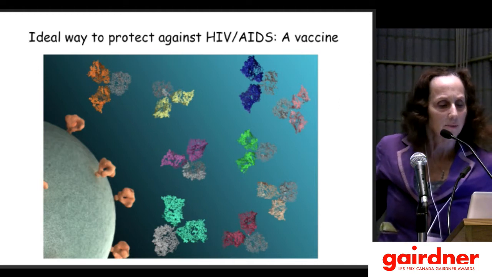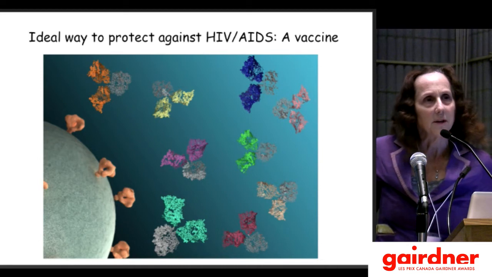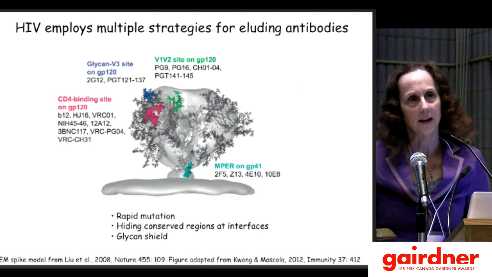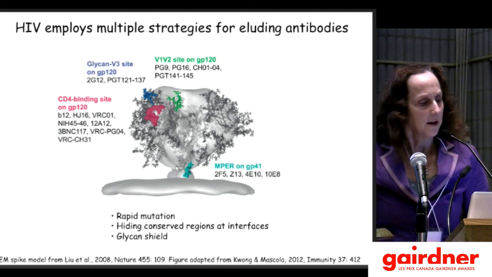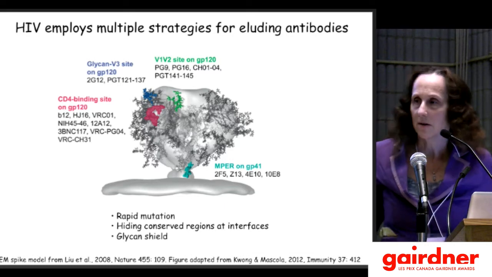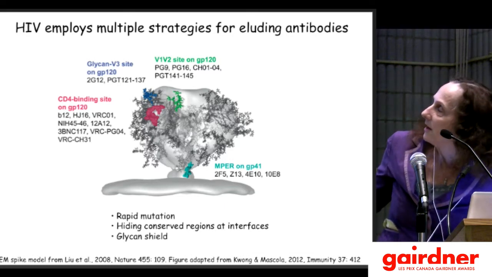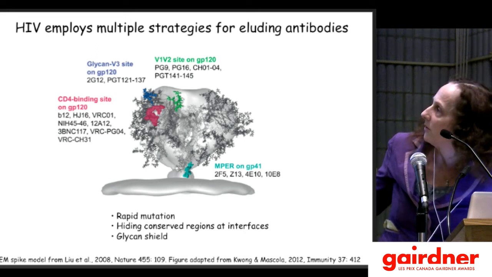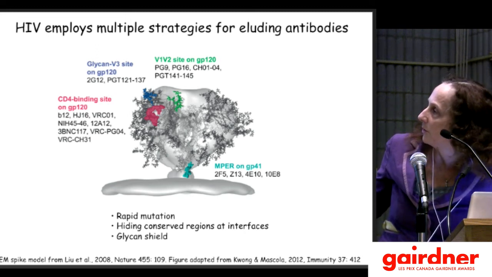And there are a variety of reasons for this. One of them is that HIV has evolved a lot of ways of evading antibodies, so that making what are called broadly neutralizing antibodies against HIV is very rare. So this is a schematic of the envelope spike glycoprotein. It is a trimer. This is from cryo-EM studies from Sriram Subramaniam's laboratory.